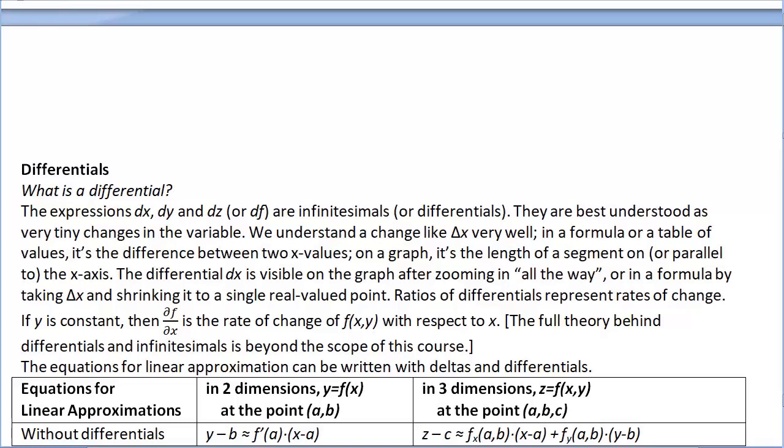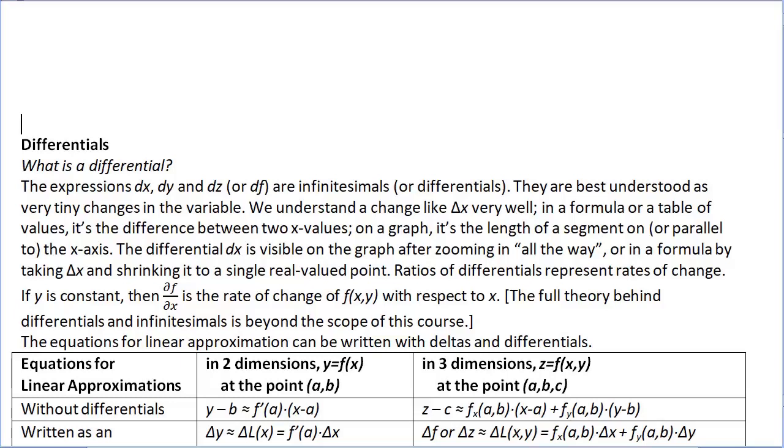So now let's rewrite these formulas, but instead write them using deltas. We recognize that y minus b is really just a type of delta y. It's a change in y values. So this is the 2-dimensional version. And f prime of a times x minus a, we can just reinterpret as f prime of a times delta x. It's a change in x values.